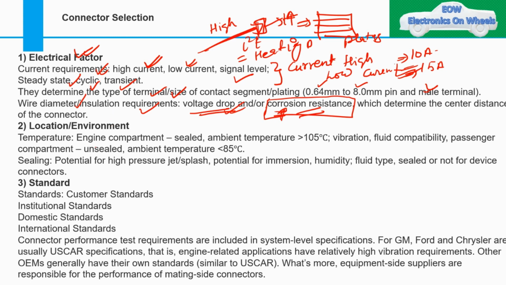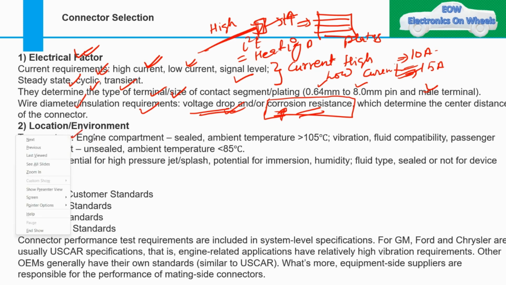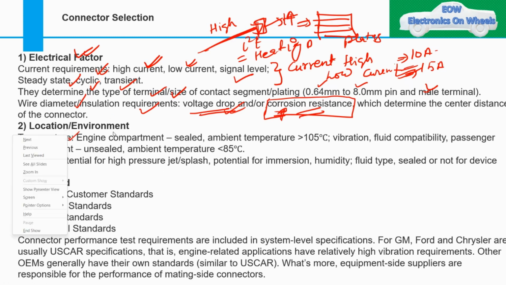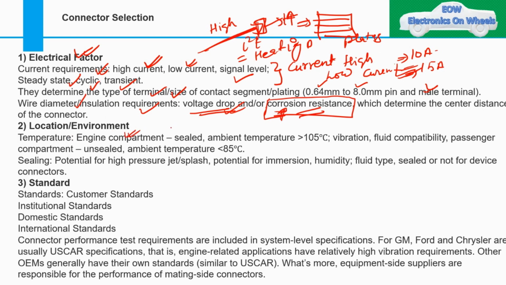Then coming to the location. So location wise, or packaging wise, or the environment where you are mounting your particular connector. Suppose, temperature wise, there would be one particular location where your temperature would be high. Suppose you are using that connector in the engine compartment. In that temperature range, you know that it is more than 100 degrees centigrade, and the vibration level is also very high in the engine compartment. So you have to choose the particular temperature class and vibration level for that engine compartment.